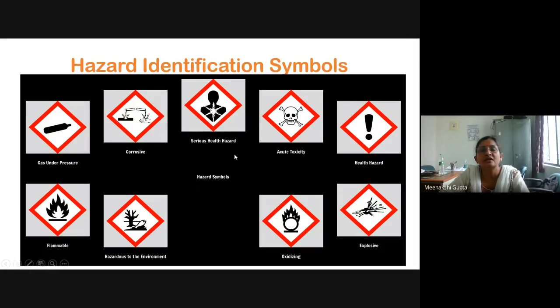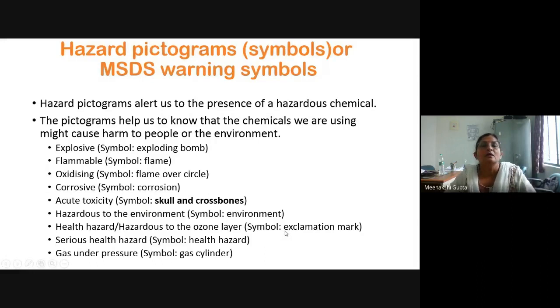Okay, next is serious health hazard. The chemicals must not be spilled. Otherwise, if they are spilled while pipetting or something else, then they can go into our body, and it can create a problem. So if you have a highly toxic substance, okay, so flammable, health hazard, flammable. So these are the different symbols. We can say these are the hazard pictograms or MSDS warning symbols. So they alert us.